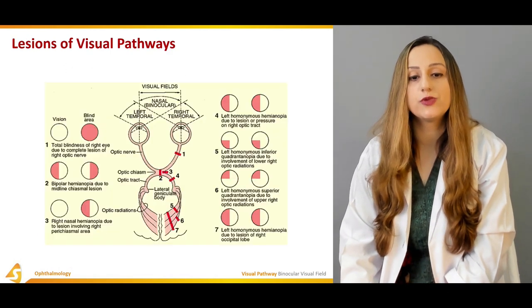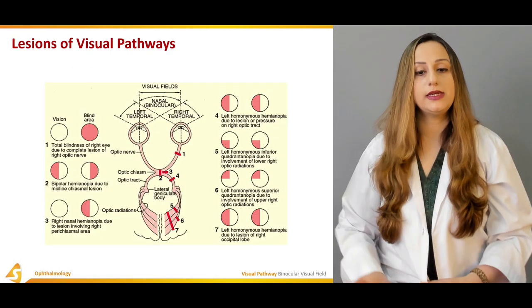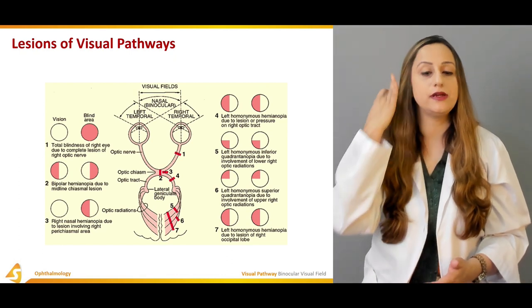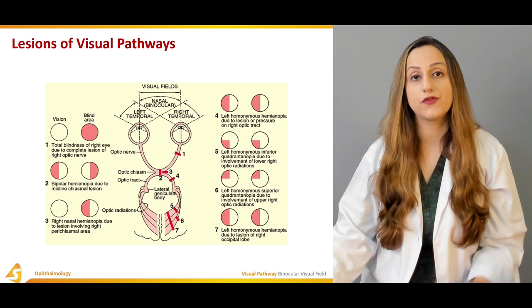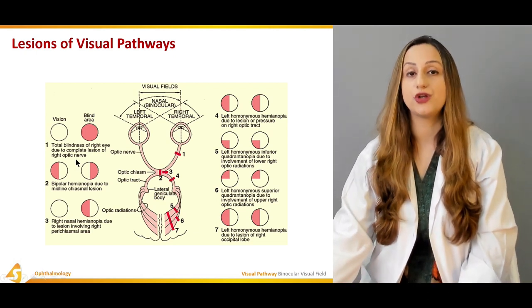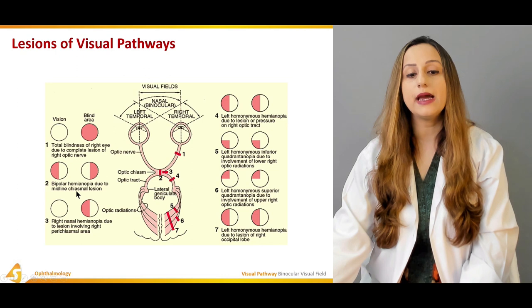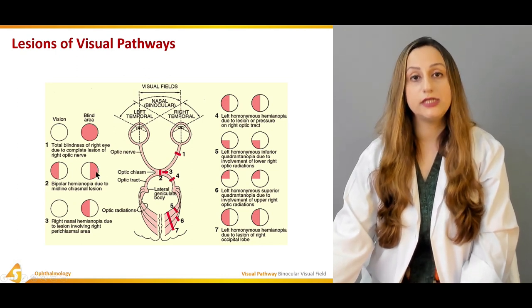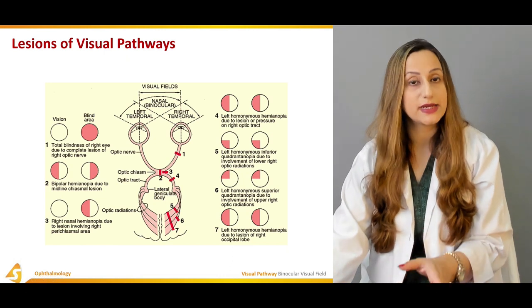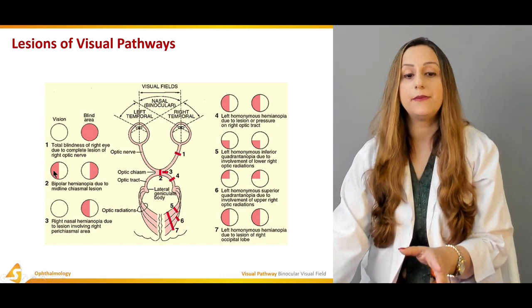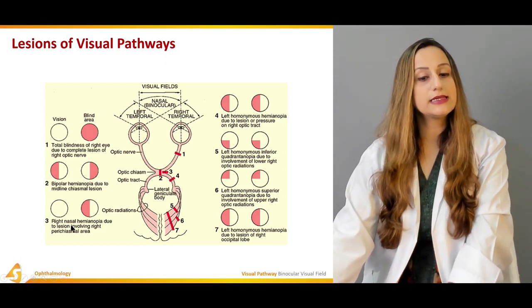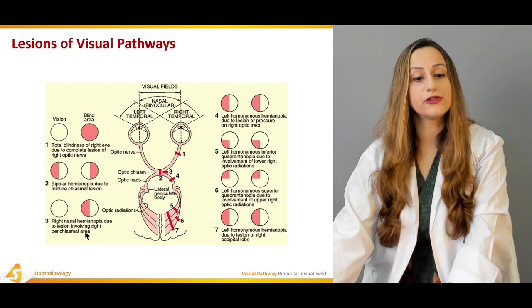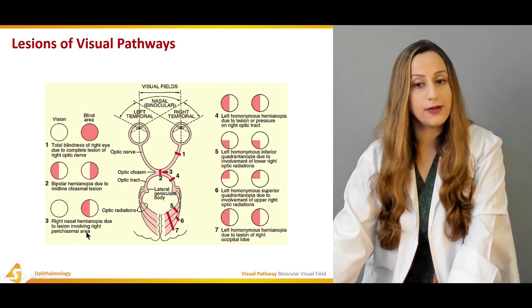The lesions of the visual pathways, it's again one of the diagrammatic representations over here. First of all, it can be a total blindness of the right eye due to the complete lesion of the right optic nerve. It can be a bitemporal hemianopia due to a midline chiasmatic lesion. So if it is a lesion at the chiasmatic level, it is going to be a bitemporal hemianopia. It can be a right nasal hemianopia due to a lesion involving the right perichiasmatic area.